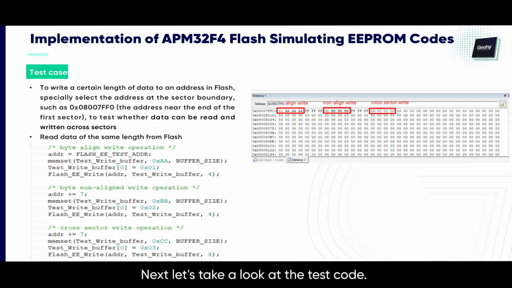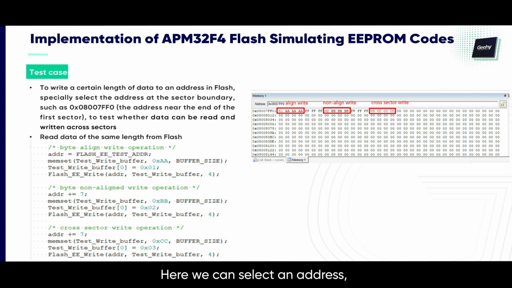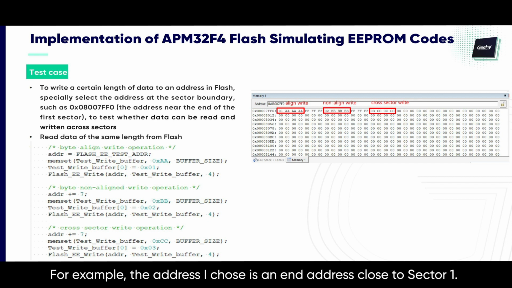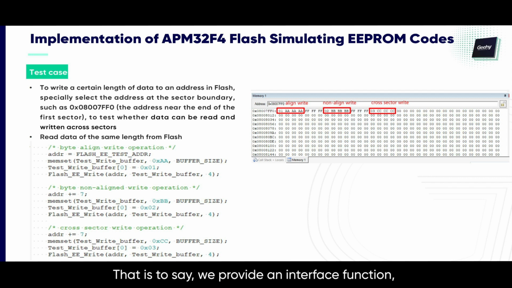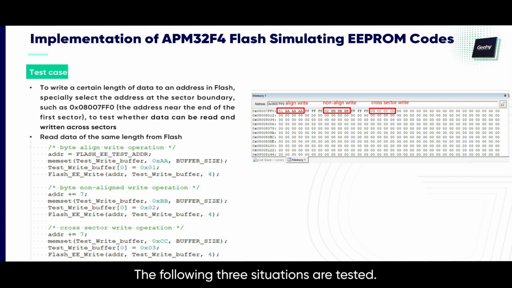Next, let's take a look at the test code. We can select a specific Flash address and write a certain data length. Here we can select an end address close to the cross sector. For example, the address I chose is an end address close to sector 1. That is to say, we provide an interface function so we can test whether we can read and write across sectors. The following 3 situations are tested.